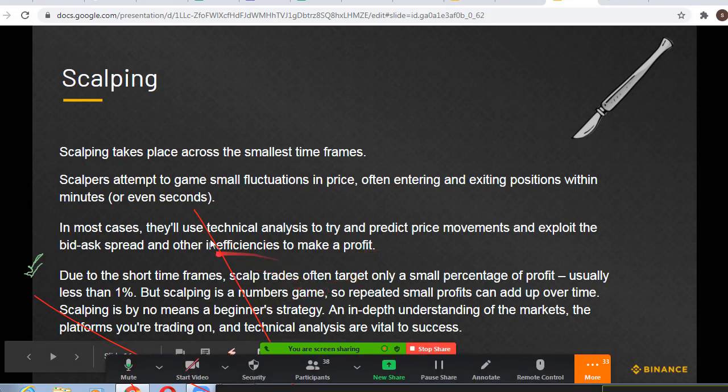All right, so scalping. In scalping, you are actually taking short positions.